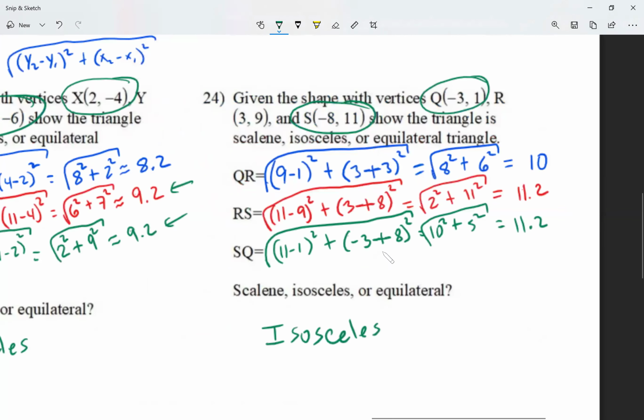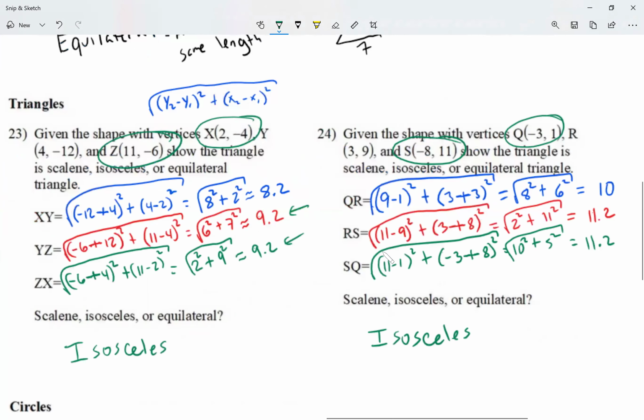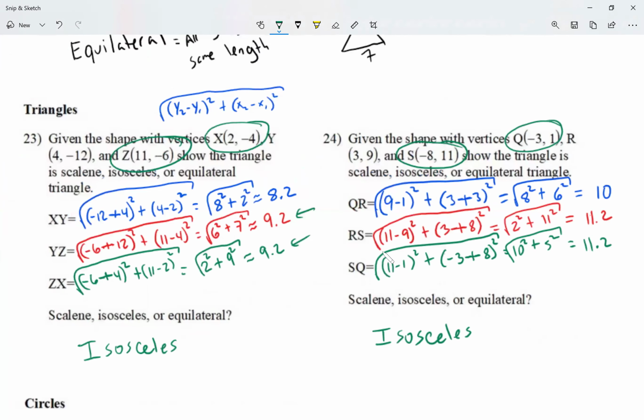Pretty cool, huh? You guys figure it out. You guys have to show me. You guys find the measurement of the sides, and then having the sides, you guys will tell me whether it's scalene, all the sides are different, isosceles, two sides are equal, or equilateral, all three sides are equal.